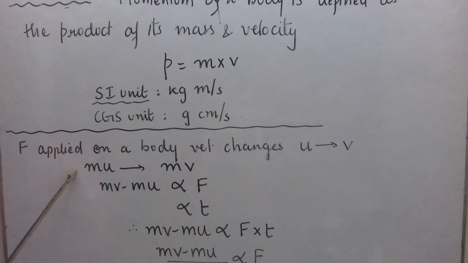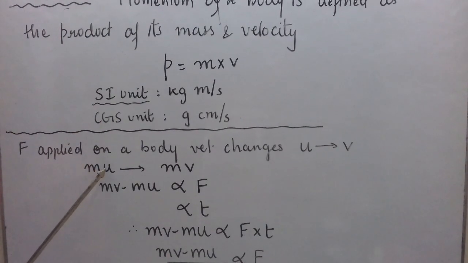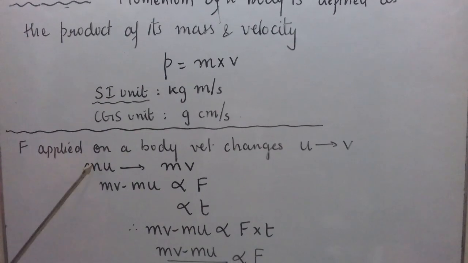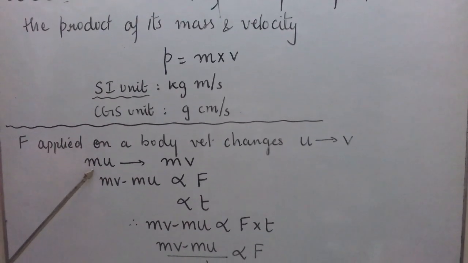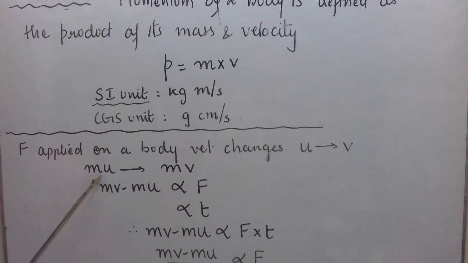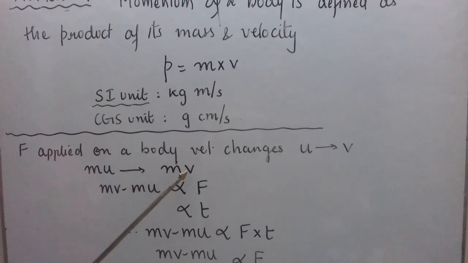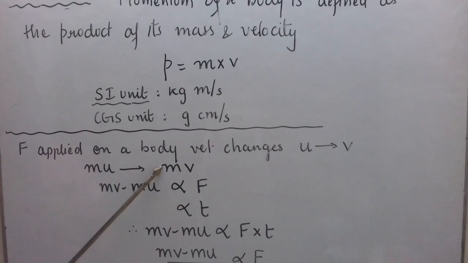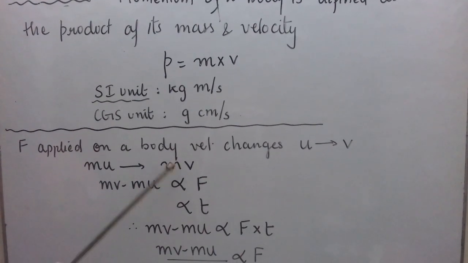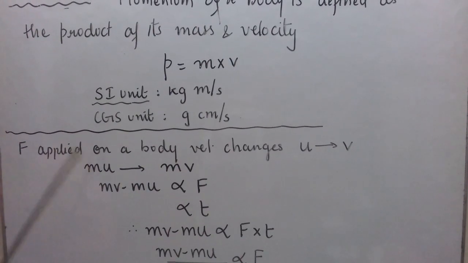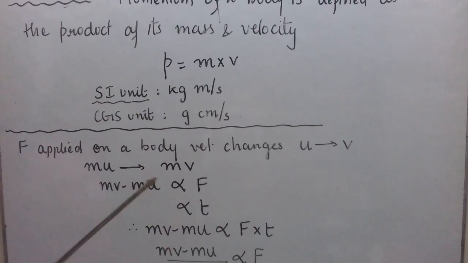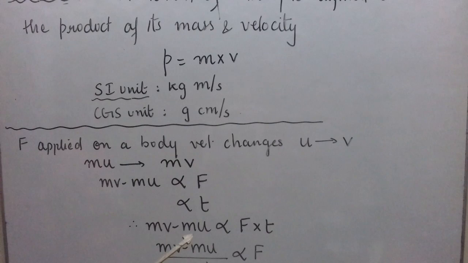What is the initial momentum? M into velocity. But what is initial velocity? u. So m into u is the initial momentum. Final momentum, when the force is applied, is m into v. So momentum changes. What is the change in momentum? Final momentum minus initial momentum: mv minus mu. Now if I ask you, this change in momentum of a body depends upon which factors?